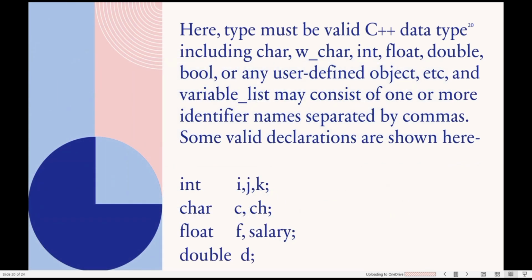Here, type must be a valid C++ data type including char, wchar_t, int, float, double, bool, or any user-defined object, etc. And the variable list may consist of one or more identifier names separated by commas. Some valid declarations are shown here: int i, j, k; char c, ch; float f, salary; double d.